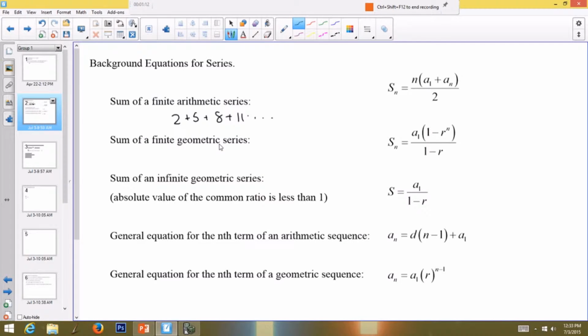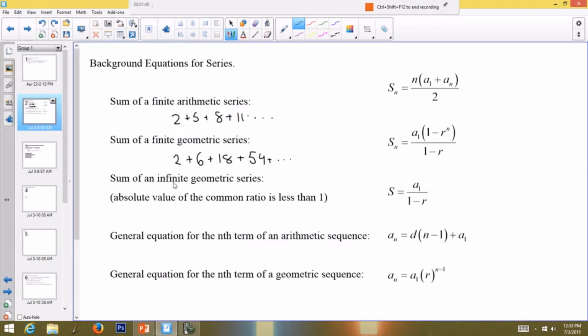The sum of a finite geometric series, and remember that equation right there, it's a little bit more complex, but a geometric series has a common ratio, so each time you go up a term, you multiply the previous term by a similar value. So starting with 2, let's say I'm going to multiply by 3, so I would have 6, multiply that by 3, and I would get 18, and then multiplying that by 3, 54. And that would be the next term in that one.